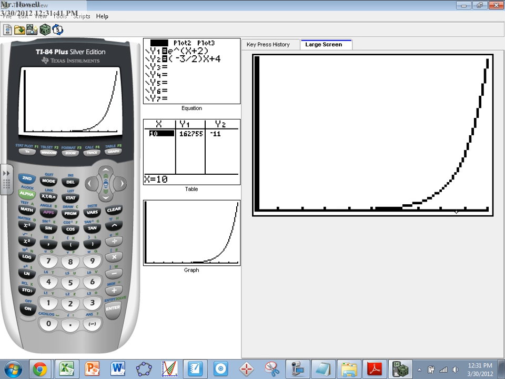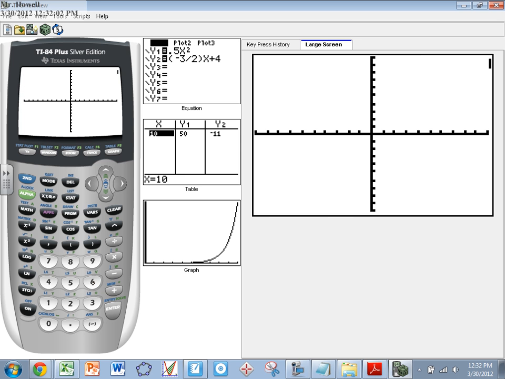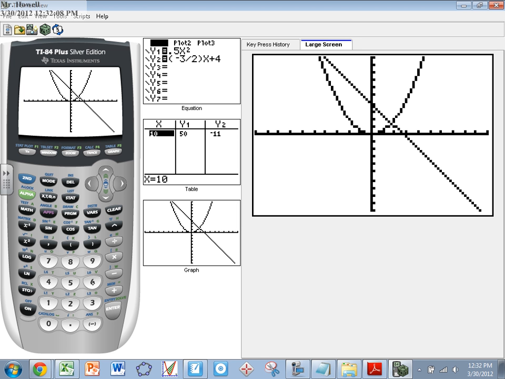So let's now look at a function that might work a little bit better for us. Let's say we're looking at the function x squared, or let's say 0.5x squared. Okay, 0.5x squared. And the same one we just had, sorry. And let's just ZoomStandard to go back to standard. Okay, ZoomStandard, please. Now it looks a lot better. Okay, now it's a little bit easier here.